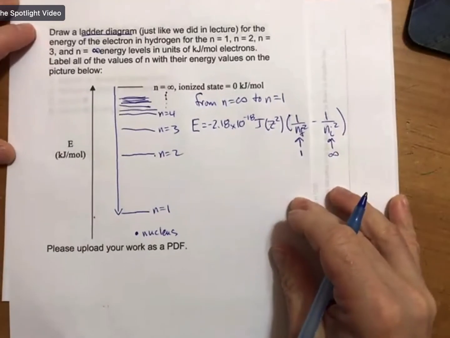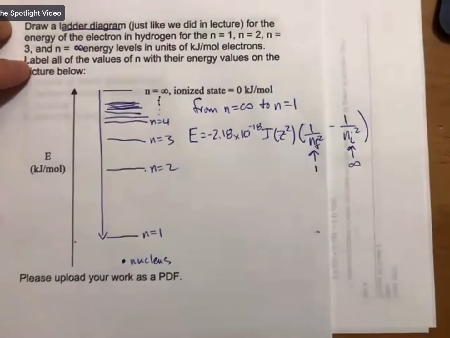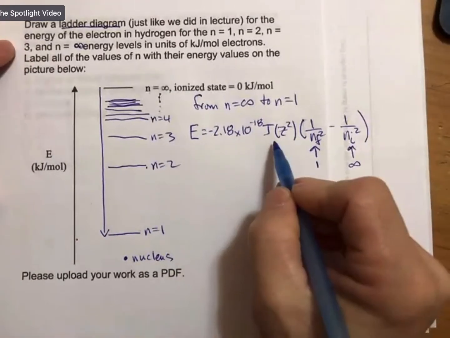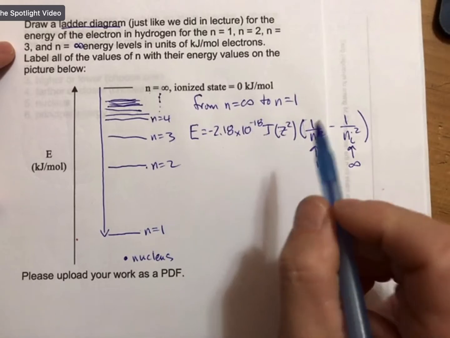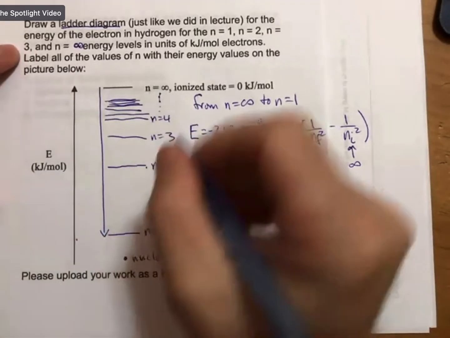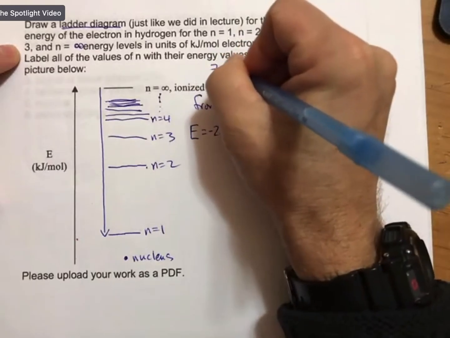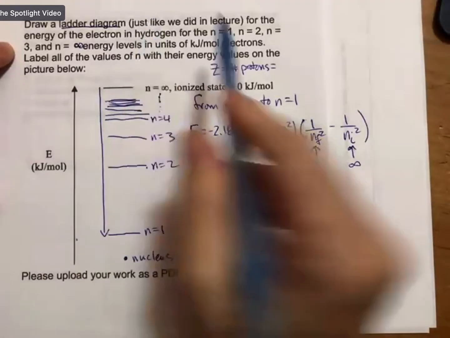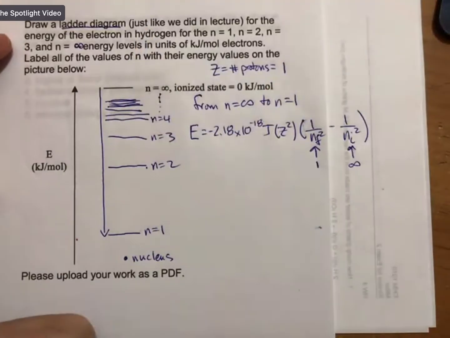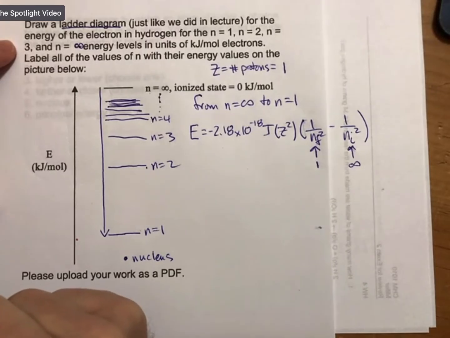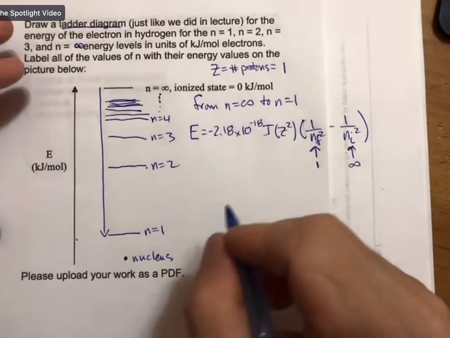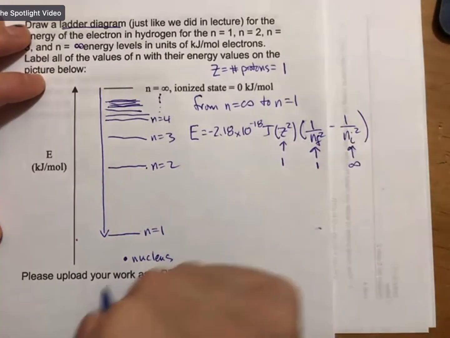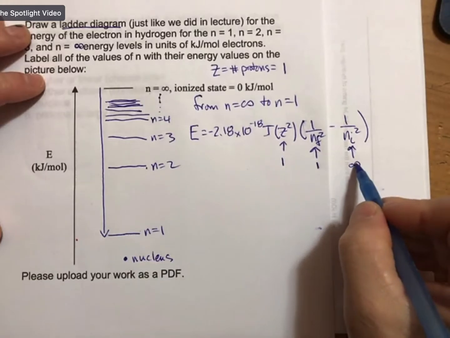Okay, and let's zoom in a little bit. When I do this, I'm going to get Z. Z is my number of protons. And my number of protons for hydrogen is 1. And remember, those are the numbers on the periodic table above the element. So this is going to be 1. I have 1 in infinity.